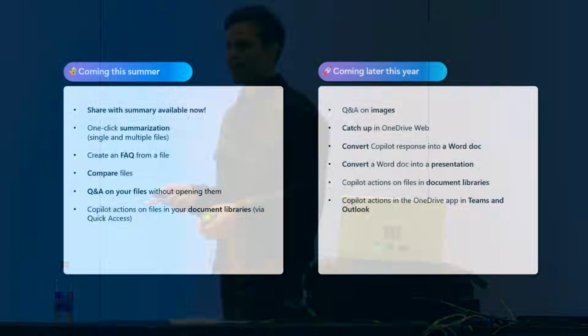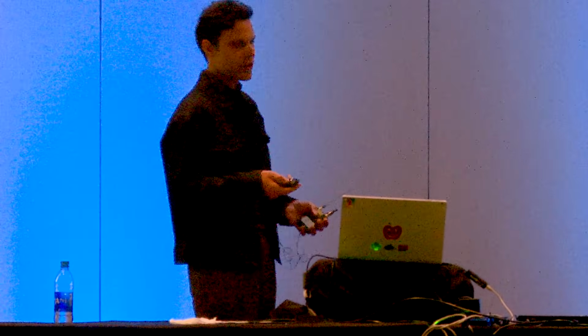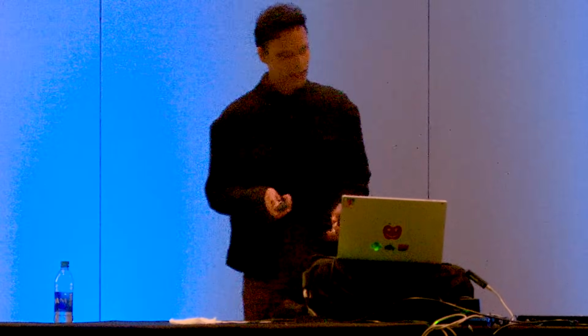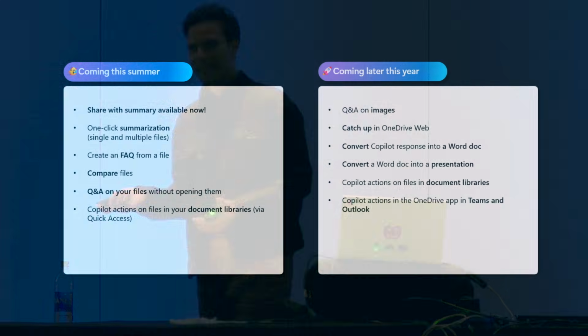I showed you all of this in OneDrive Web, but the Copilot button and Copilot actions will also be available in document libraries via quick access in your OneDrive Web. So that's also going to be available later this summer. And later this year, we'll have Q&A on images, the catch-up feature that Ben showed, converting summaries into documents, converting a Word document into a presentation, the full Copilot support in document libraries, and more will come later this year. And that's it. That's our session.